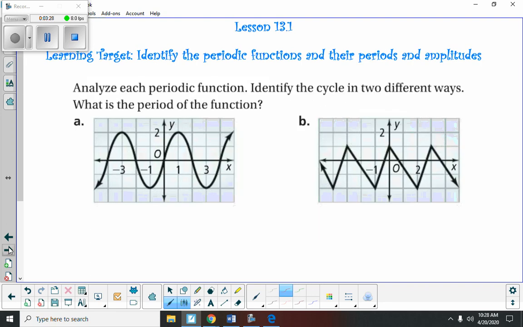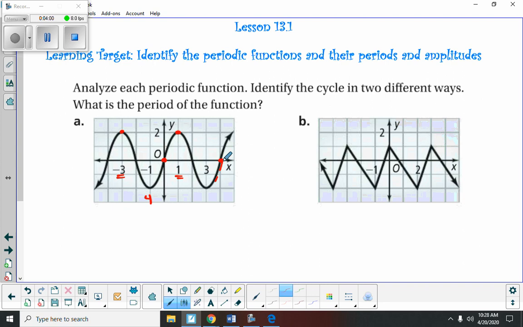Analyze each periodic function. Identify the cycle in two different ways. What is the period of the function? Okay, so you could start at a maximum. So this is -3, and go down to the minimum, back to the maximum, and then you could start over again. So from -3 to 1, that would be 1, 2, 3, 4 units. Or let's say you start at 0, and go up to the maximum, back to 0, down to the minimum, back to 0, and start the cycle over again. So from 0 to 4, again, that's 4 units.